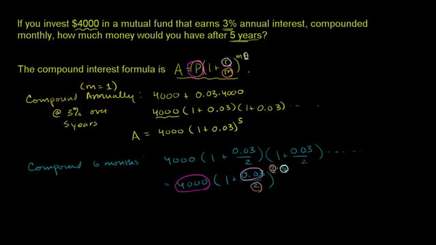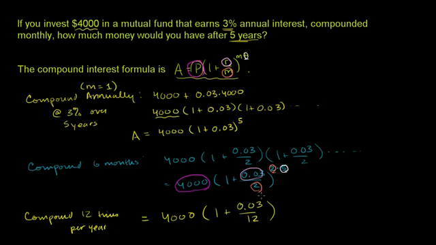If we invest $4,000 in a mutual fund, so now let's think we're going to compound 12 times per year, because we are compounding monthly. Every month our money will grow by 1/12 of 3%. So it's going to be 4,000 times 1 plus 1/12 of 3%. And then we're going to do that to the number of years times the compounding periods per year. So we have 12 compounding periods per year times the number of years.